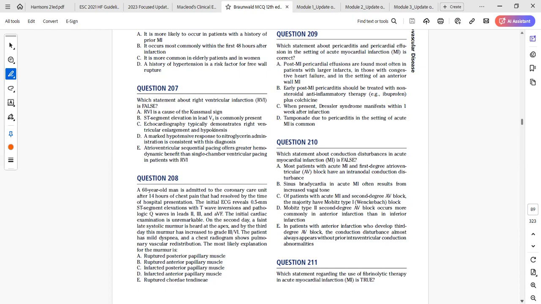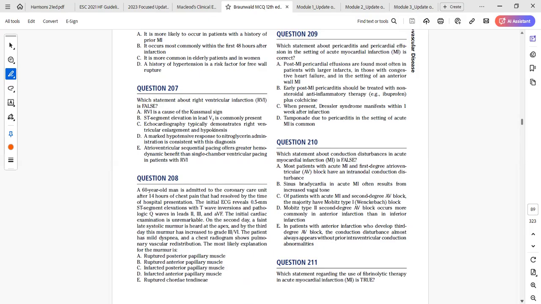B, ST segment elevation in lead V4 is commonly present. So for right ventricular infarction, you need to arrange the electrodes such that you will have V2, V3, V4R. And it's in V4R that you will see that ST segment elevation, not the standard V4. So this option B is a false statement. C, echocardiography typically demonstrates right ventricular enlargement and hypokinesis. That is true. For a right ventricular infarction, you would see dilatation of the right ventricle and hypokinesis.